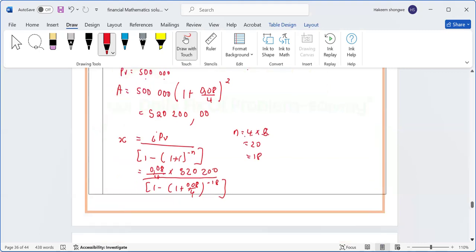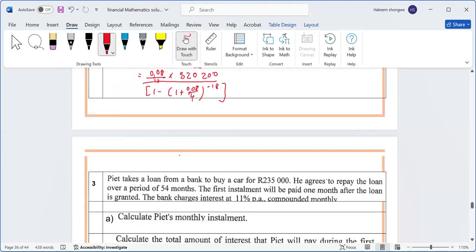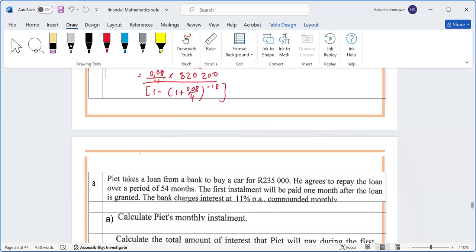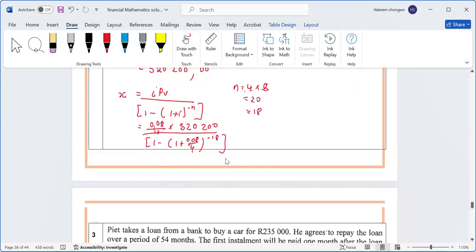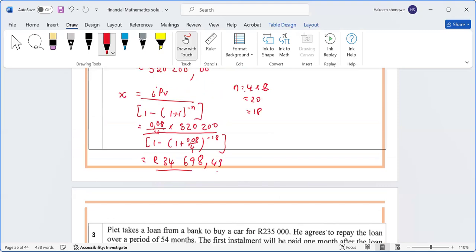What do we get as our installment? 34,698.43. Let me confirm: 34, 698, 43. Okay, this is going to be our installment. Everyone is happy with that. Okay, we are not done there.